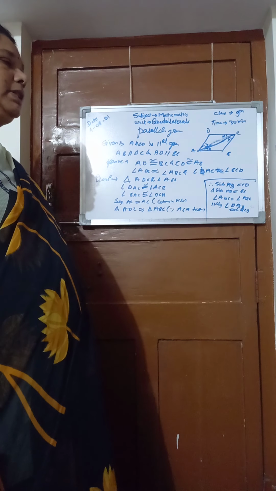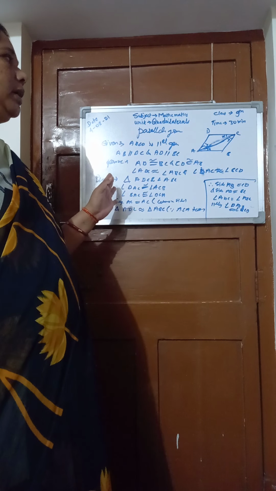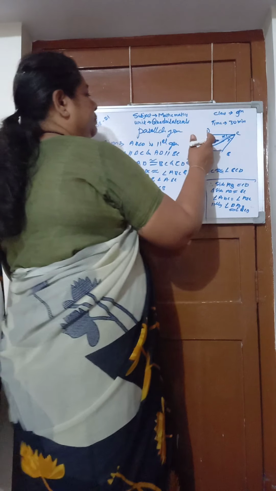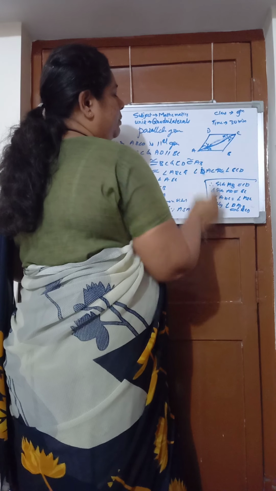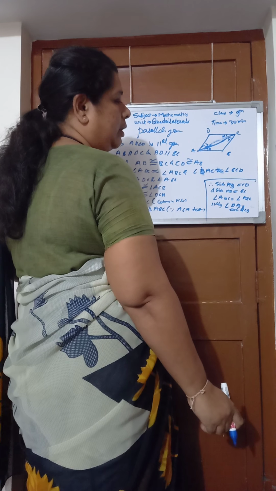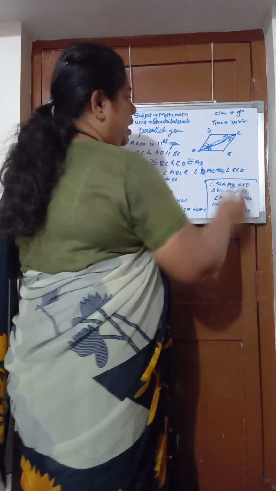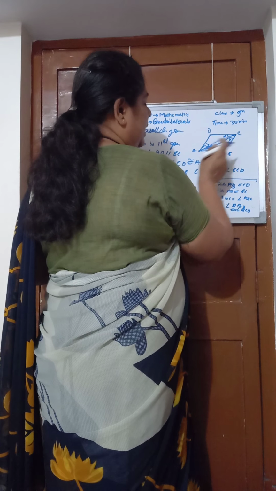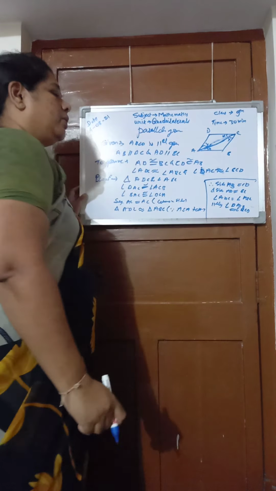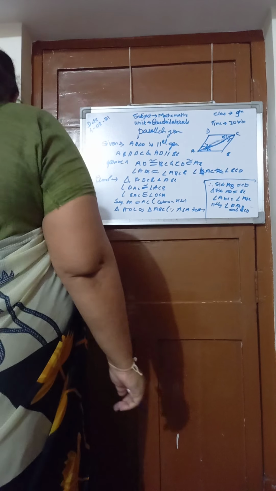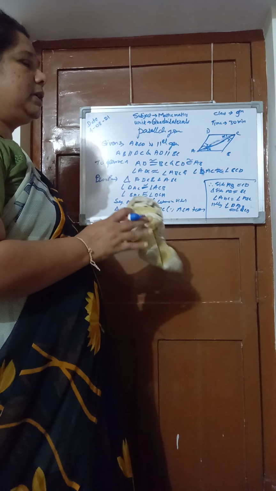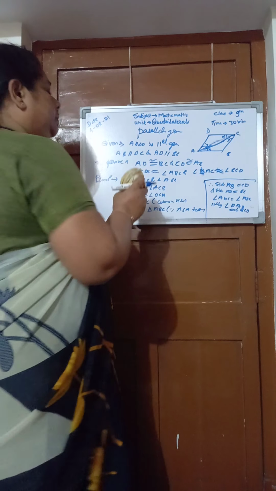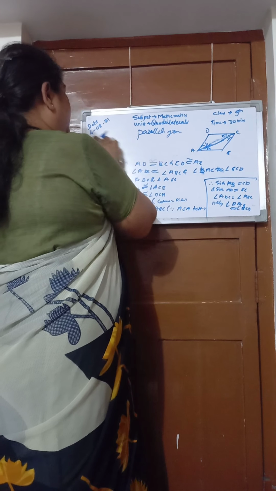What is the theorem? Who will tell me the theorem? Sides and angles of the parallelograms are congruent. So opposite sides and opposite angles of the parallelograms are congruent. This is the theorem. We have proved it. Note down this and I will switch to another theorem.